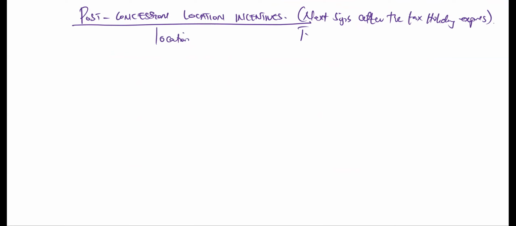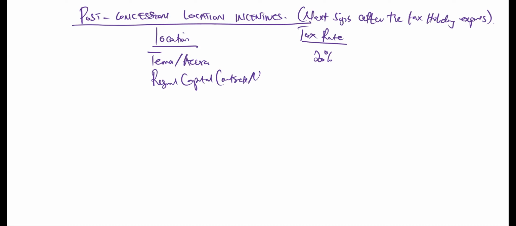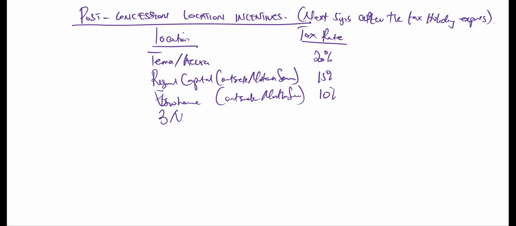So if you have enjoyed a tax holiday and after the tax holiday you find yourself in Tema or Accra, you are going to pay tax at 20%. If you find yourself in a regional capital outside the northern savannah, you are going to pay 15% tax. If you find yourself elsewhere, outside the regional capital and outside the three northern regions, the northern savannah, you pay 10%, and in the three northern regions or the northern savannah, you pay 5%. So these rules, every time you're answering questions, you need to remember.